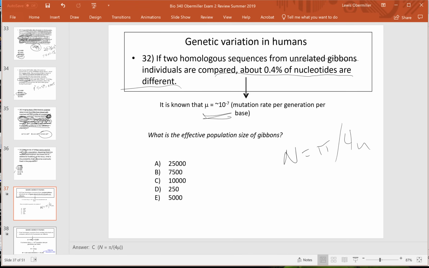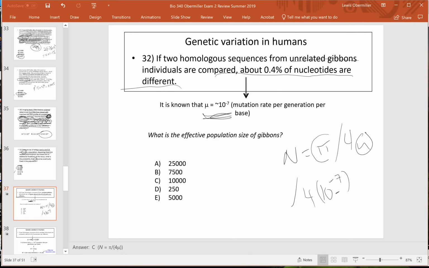All right, the mutation rate. We know this value is 10 to the negative 7th, right? We're going to multiply it by 4, and then this is the heterozygosity. This is the effective population size. This is the heterozygosity, this value, which is 0.4, which is given. So all we do is divide 0.4 by 4 times 10 to the negative 7th. That's going to give us the effective population size.